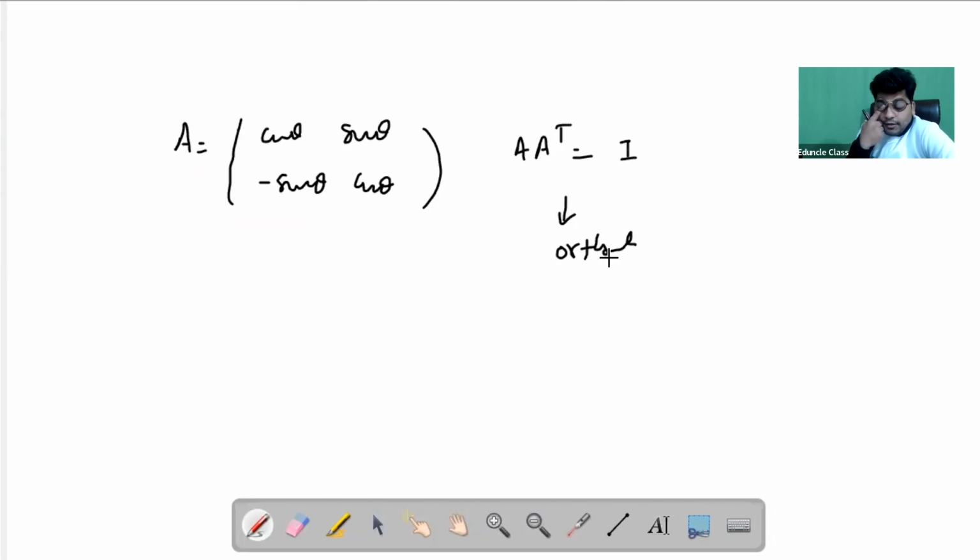If somebody asks, can you have an orthogonal matrix of 2 cross 2, you can have infinitely many orthogonal matrices of 2 cross 2, because it does not depend on theta. So you can have infinitely many 2 cross 2 orthogonal matrices. Is it clear? Orthogonal matrices are infinitely many of 2 cross 2 order. Very good. This is one of the wonderful problems.